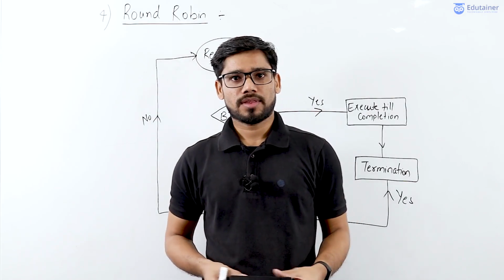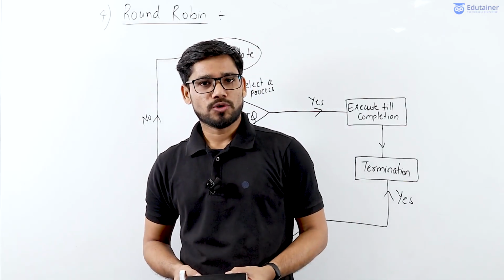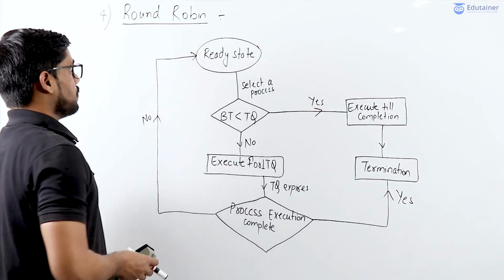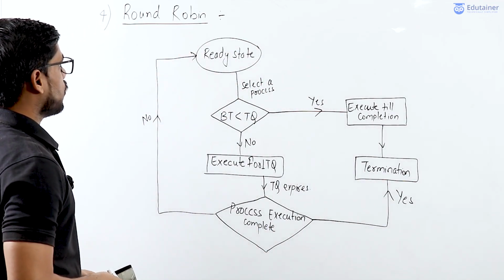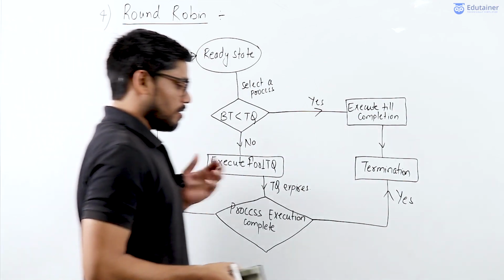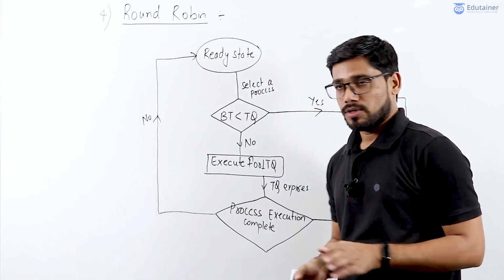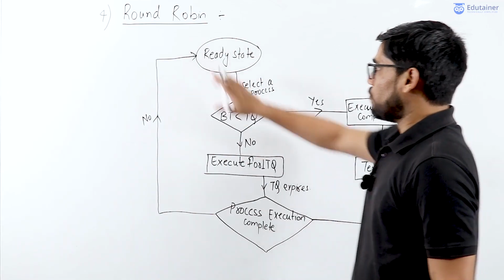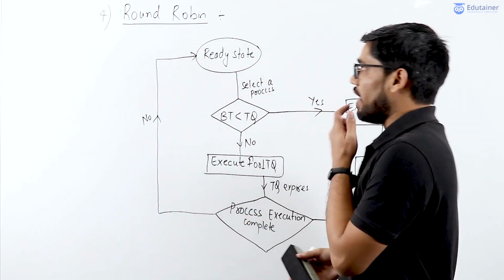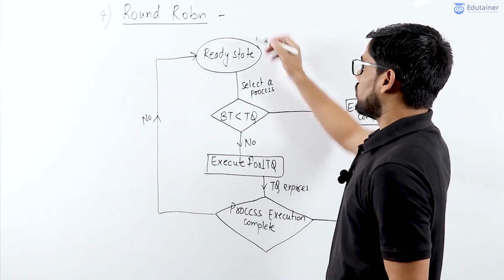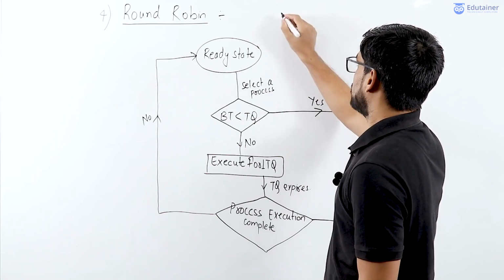Hello everyone. Let's see the next CPU scheduling algorithm, the round robin CPU scheduling algorithm. Before this, I already discussed the FCFS, SJF and SRTF scheduling algorithms. So it is the fourth scheduling algorithm, and in this round robin scheduling algorithm, we use a concept called time quantum.